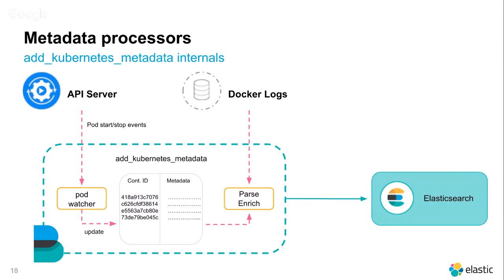So later on, when we are reading logs from the file system, we get the container ID, go to this table, and retrieve the metadata for that pod. This is a very efficient way of doing this because we don't have to contact the API server for every log line. We just get the events from Kubernetes and update an internal cache. So we don't have to hammer the API server. Then when we detect where the metadata for that log line is, we enrich the full event and send it to Elasticsearch or Logstash. So you get all that information.